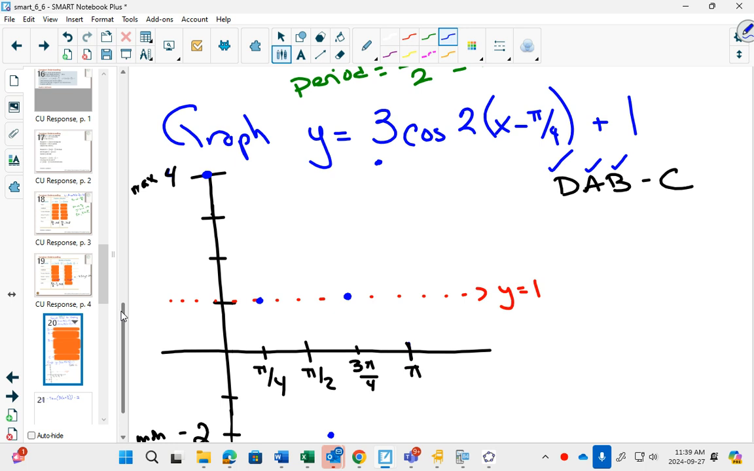Be careful, you will be tempted when you go to your center line to sometimes accidentally label them on your x-axis, because you're used to that, okay? So it goes maximum, center line, minimum, center line, maximum. And we draw this with a dotted line. This is not our final graph.